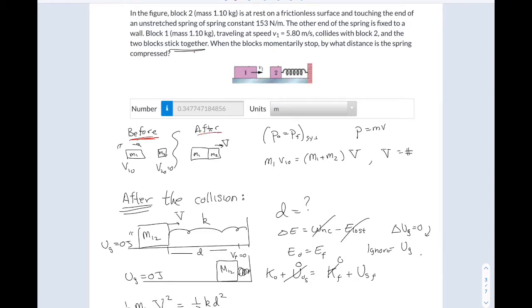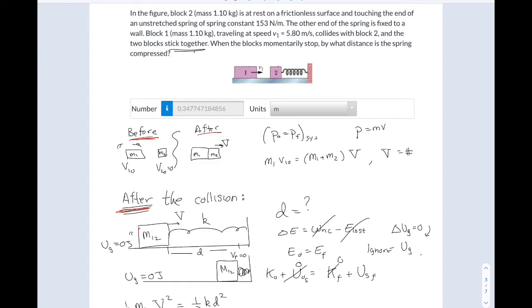They stick together, so it's a completely inelastic collision. Kinetic energy is not conserved in the collision. After they collide, here's after the collision, they move off as one large block, m1 plus m2, and compress the spring.